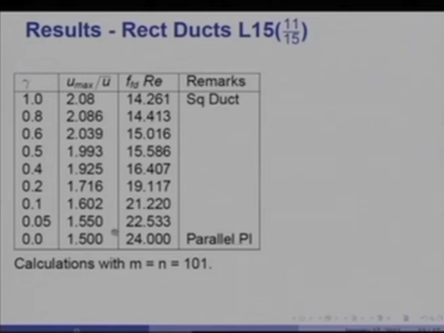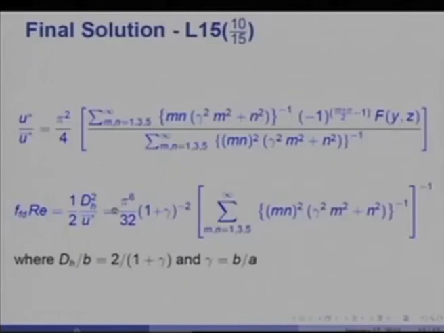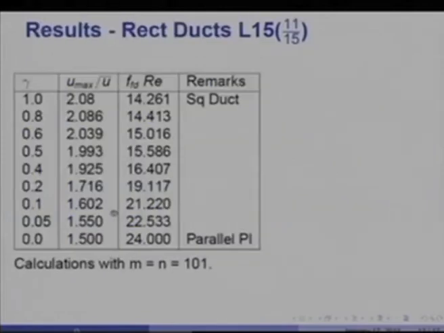In all these cases, you have to choose the values of m and n in this series, and I have chosen m and n equal to 101. Of course, it varies with duct shape, but once you evaluate these things on a computer, you can give any value. Once the series has converged, it is good enough to take any value of m and n. Beyond 101, the results will not change.